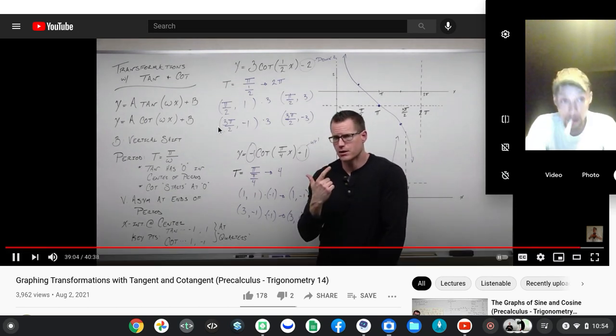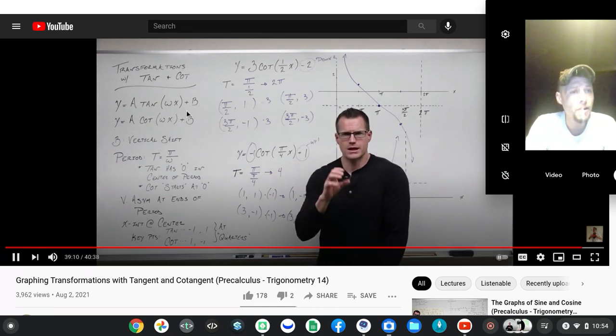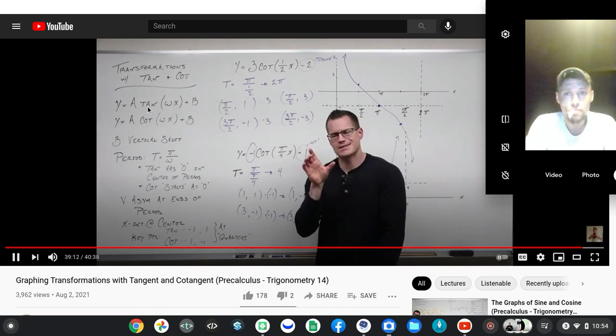For sine and cosine, secant and cosecant, the period's 2 pi. For tangent and cotangent, the period's pi. Be very careful with tangent. The period centers at 0.